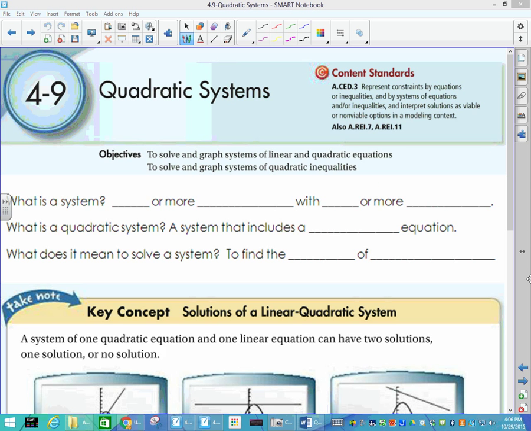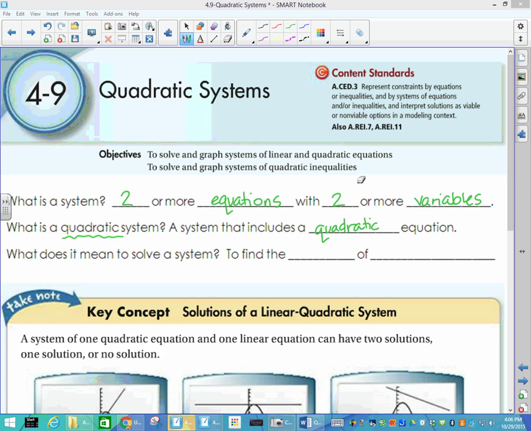But to refresh your memory, what is a system? A system is two or more equations with two or more variables. Okay, what is a quadratic system? Most of what we dealt with before have been linear. It's a system that includes a quadratic equation. Now, what is a quadratic equation?